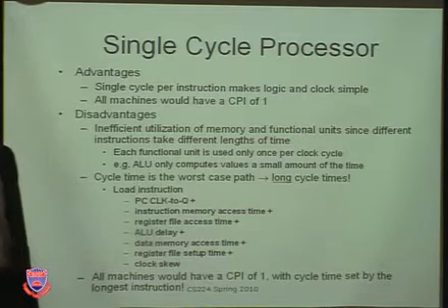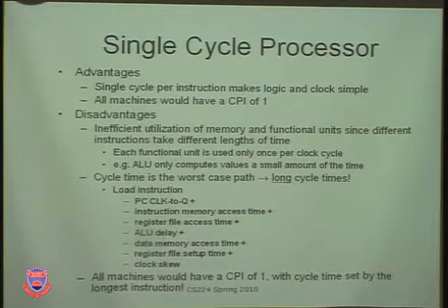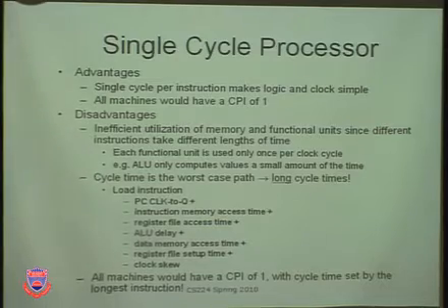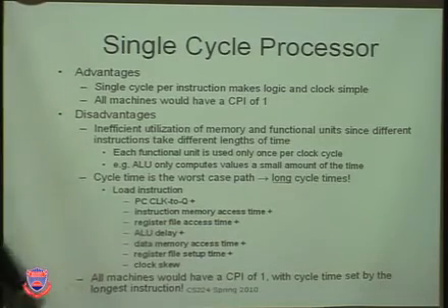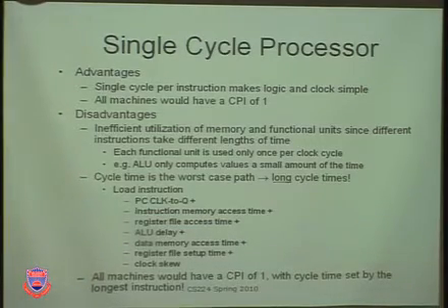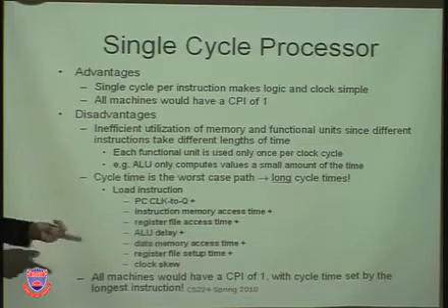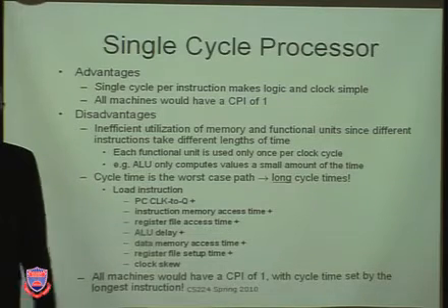Only a very small percentage of the clock time. So you have this resource you've paid for in transistors, and you're not using it. That's the second big disadvantage. And so the result is, for single cycle architectures, all machines would have a CPI of 1, and their clock cycle time would just be set by whatever their longest instruction is.